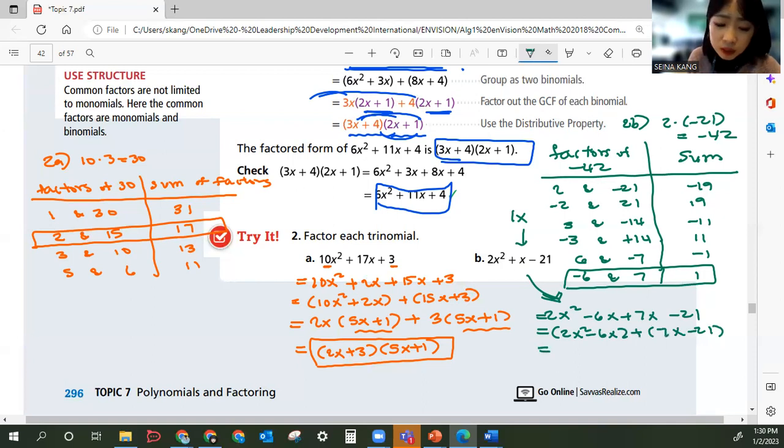So factor out using the greatest common factor. 2x should be the GCF for this one, and you have x minus 3 left out. 7 should be the greatest common factor here, and you have x minus 3 left out as well.